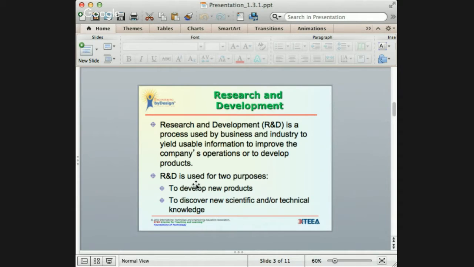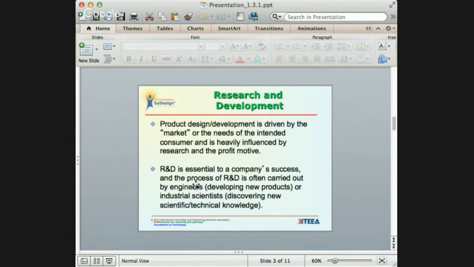So you use research and development for two purposes: so that you can develop new products, okay, and so that you can discover new scientific and or technical knowledge. So you do your research, you do your background to figure out exactly what the needs are and how you can meet those needs best with your product. All right, so it's driven by the market, the design development process. So you're trying to figure out ways to meet the needs of the customer to get the most money.